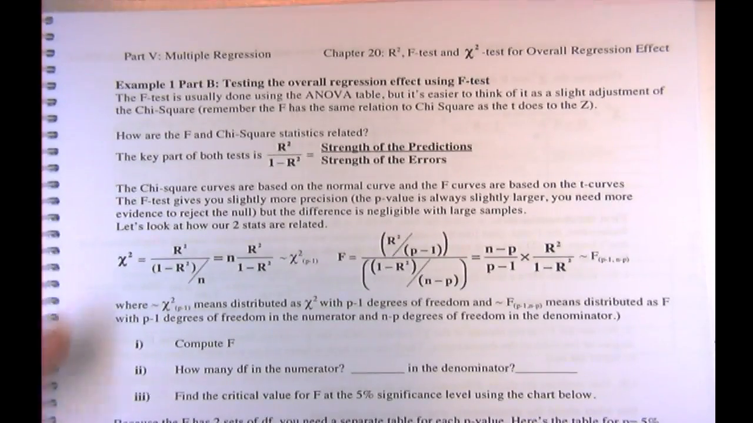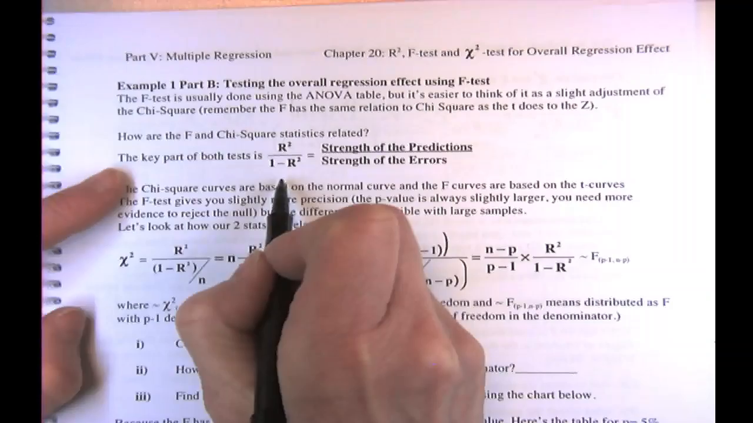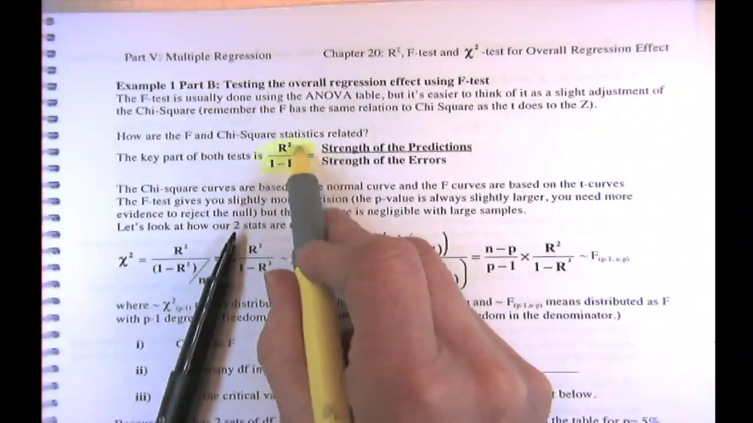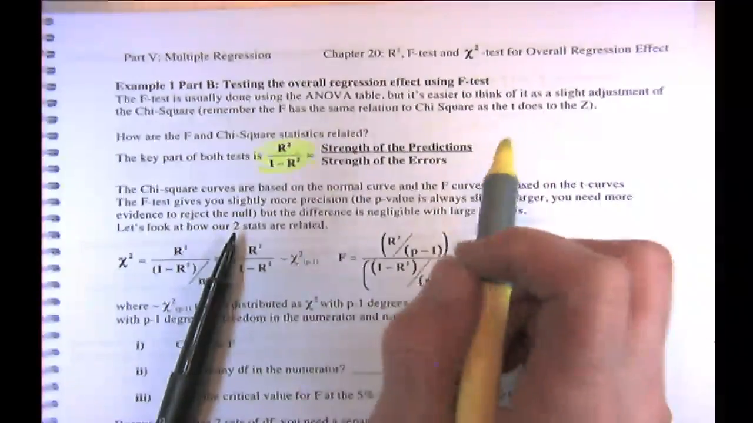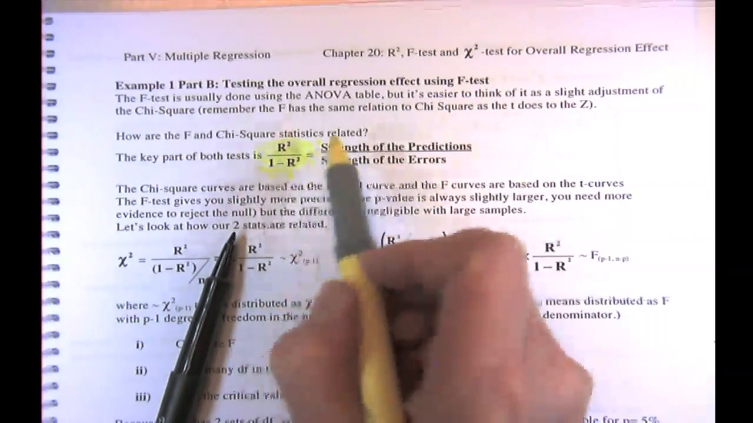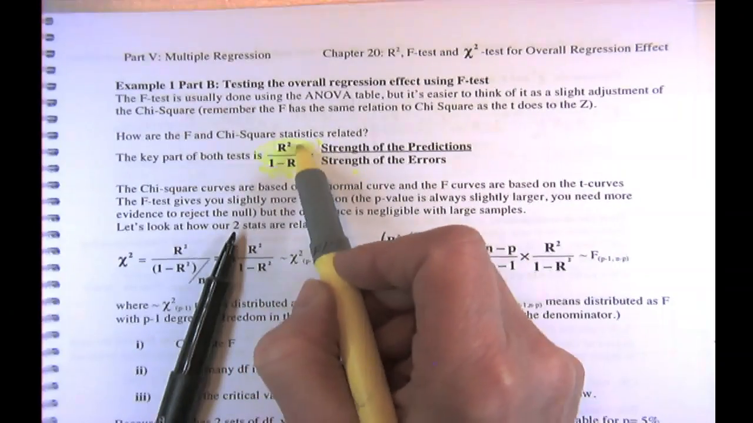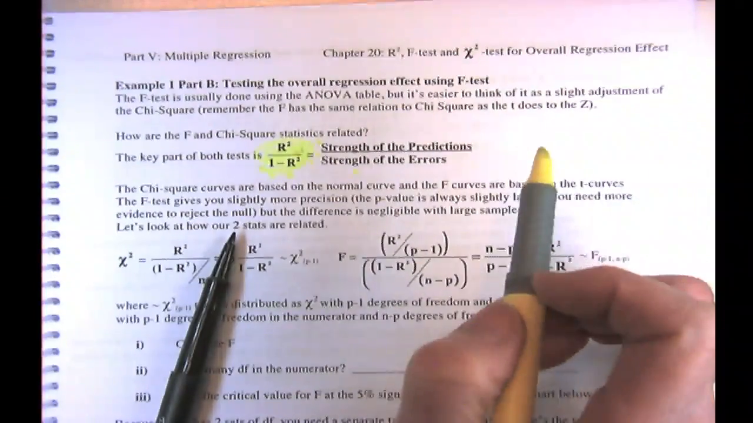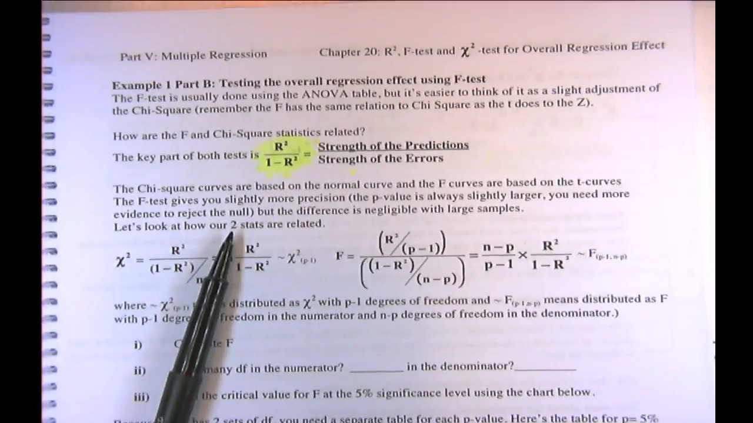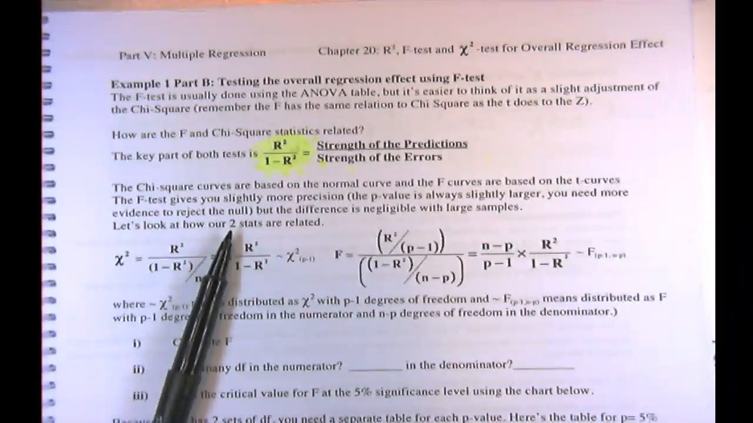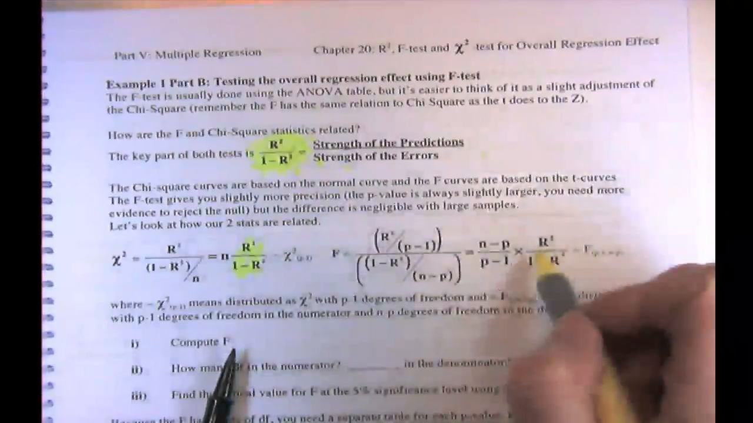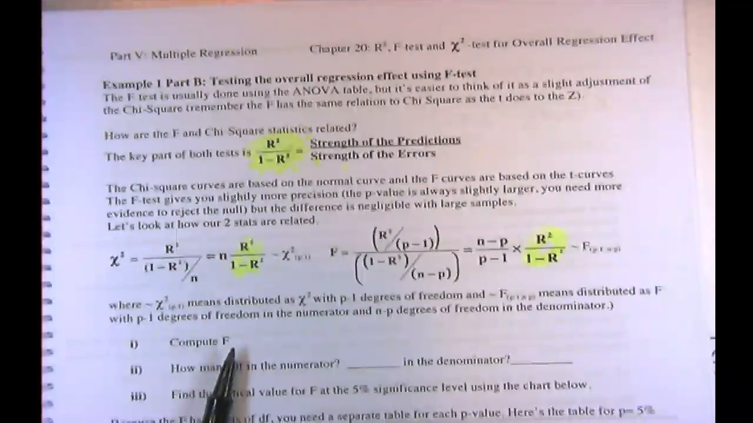So let's look. The key part of both tests, right here, is the strength of our predictions. R-squared measures the correlation between our predictions and our actual values over the strength of our errors. If we had a perfect correlation, we'd have no error. And if we had all errors, so this is the key part of it. That's present here and here.